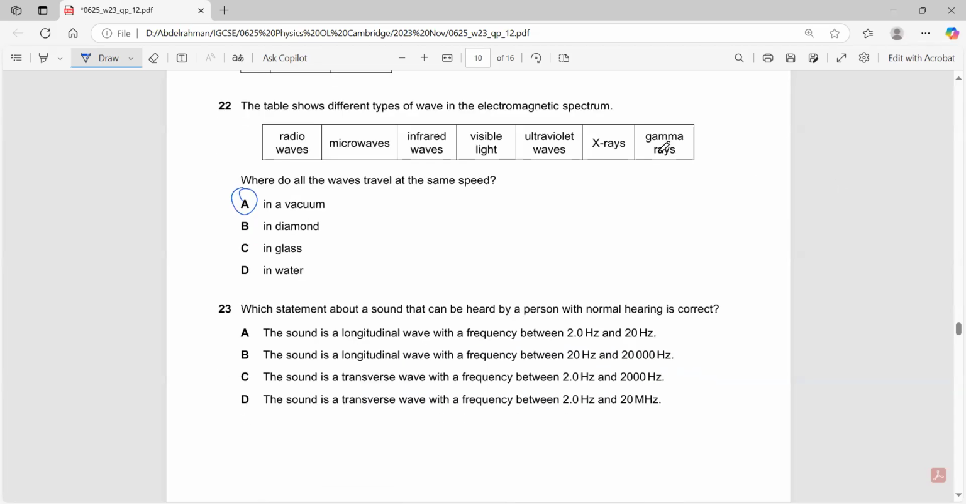Which statement about sound that can be heard by a person with normal hearing is correct? Is the sound longitudinal or transverse? Are sound waves transverse? No, they are not. So it is a longitudinal wave with a frequency between 20 and 20,000 hertz. Yes, 20 and 20,000.